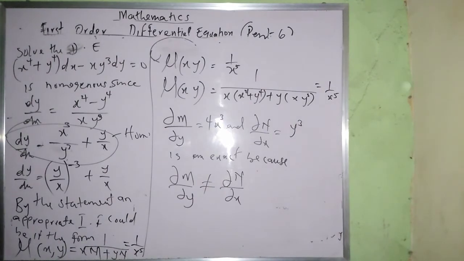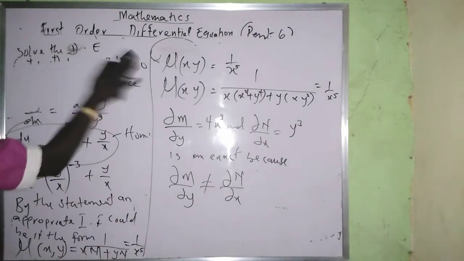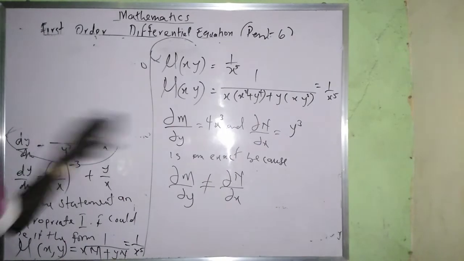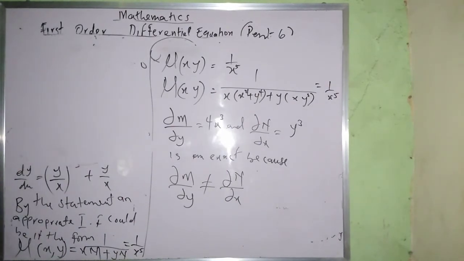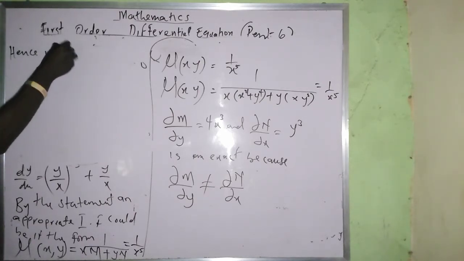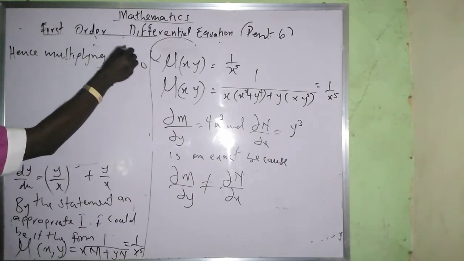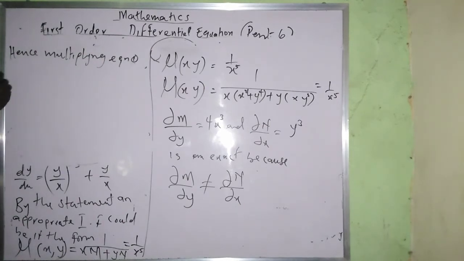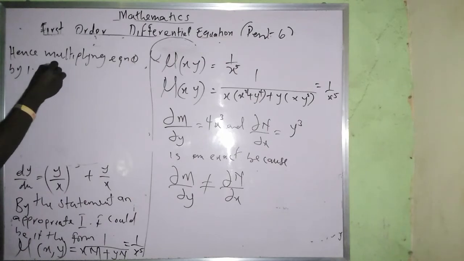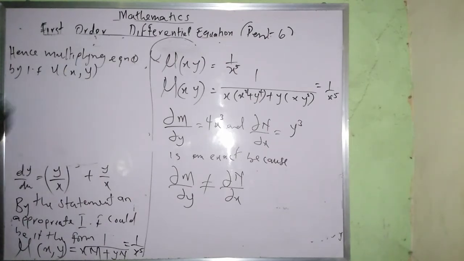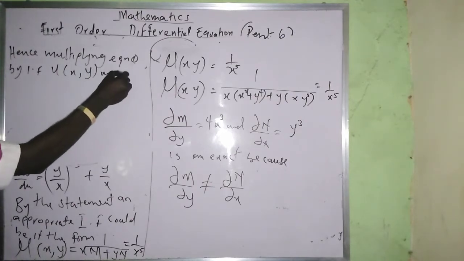Now, since that is not yet exact, I can move on by having something like this. Hence, multiply equation 1 by the integrating factor, which is what? Mu of xy. Now, if I do that, it means in equation 2.